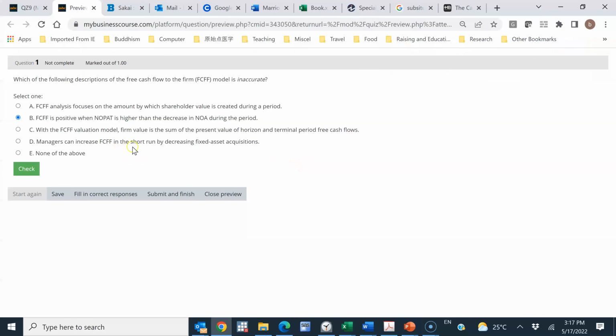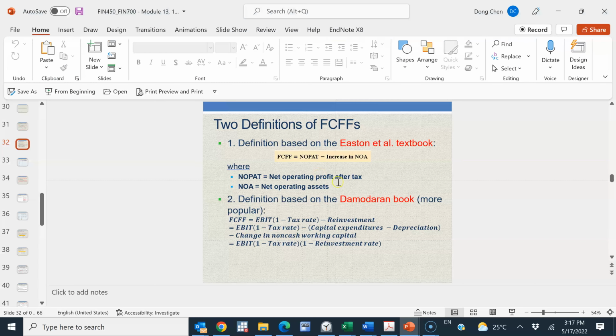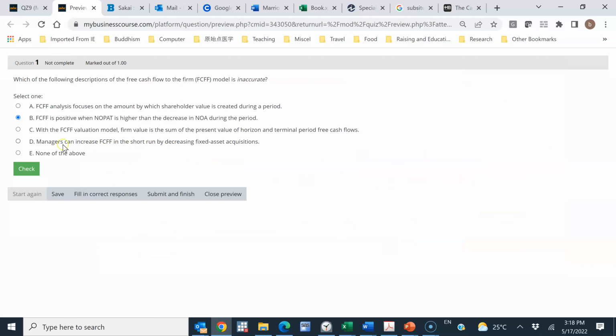But that could only be done in the short run because eventually that will probably hurt the earnings, hence NOPAT in the longer time horizon might decrease, hence the longer horizon free cash flow to the firm might actually decrease if you decrease the capital expenditure in the short run. So this is actually correct. Can increase FCFF in the short run by decreasing fixed asset acquisitions.